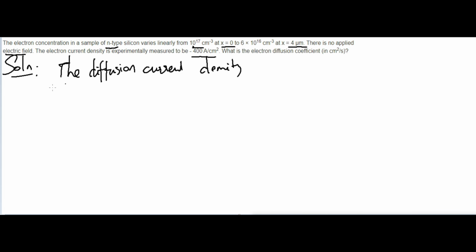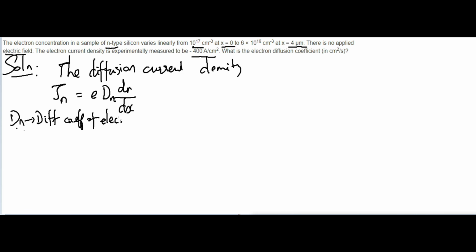So first I write the solution. What we have is the diffusion current density, and that's all they have asked. I can write it in the form of Jn. Jn is equal to e into Dn, and you have to differentiate n, dn divided by dx. Don't forget that. Dn means the diffusion coefficient of electrons: D for diffusion, and n for electrons.